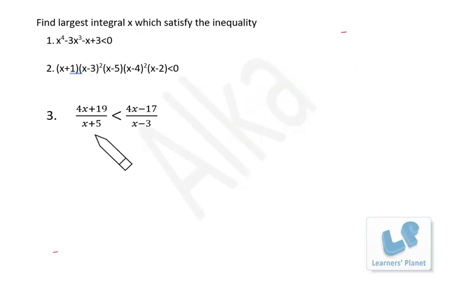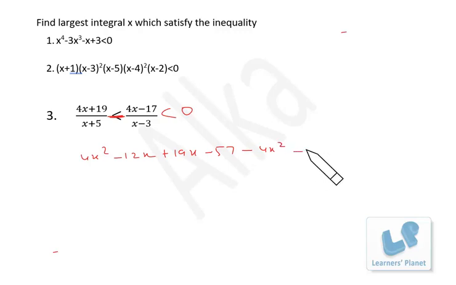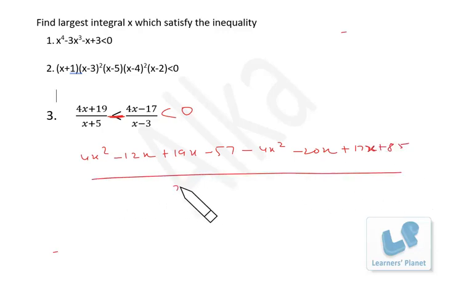Now let's see this one. 4x plus 19 by x plus 5 is less than 4x minus 17 by x minus 3. So I bring it over, and it's less than 0. Just quickly multiply this. 4x square minus 12x plus 19x minus 57 minus 4x square minus 20x plus 17x plus 85, all by x plus 5 times x minus 3, and it should be less than 0.